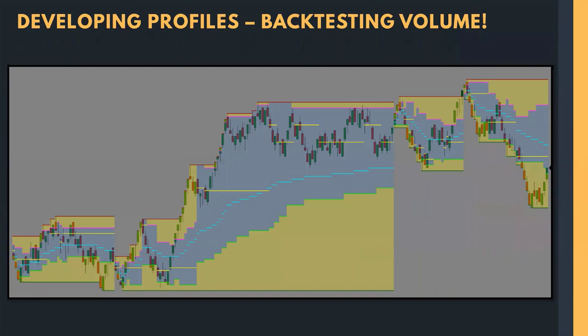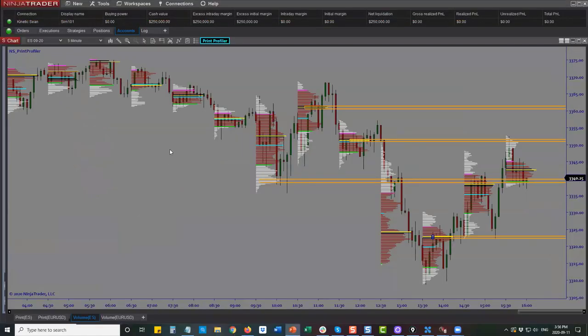Now, a developing profile will tell me the value area high, the value area low, the VWAP, the point of control, the value areas. But you see how they're moving? Like this blue line is the VWAP. This green staggered line is the value area. This yellow staggered line is the point of control. And what that tells us is where the volume was as the volume changed. So we can go back and see all of the trade locations on these areas.